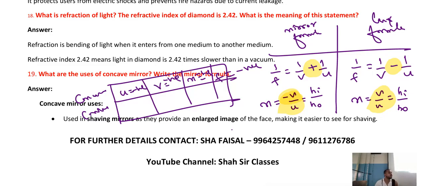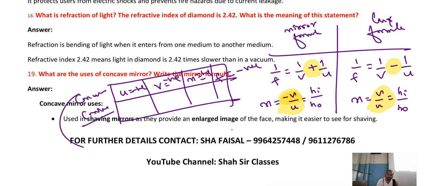Understood? For concave lens, what is u? What do we have to assume? u we have to assume always negative. v is also negative. Magnification also negative. Focal length also negative. In the same way, for convex mirror, what is u, what is v, what is M, what is f? Same for concave lens and convex lens.